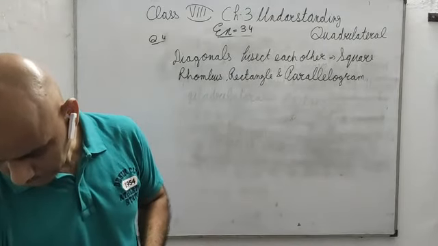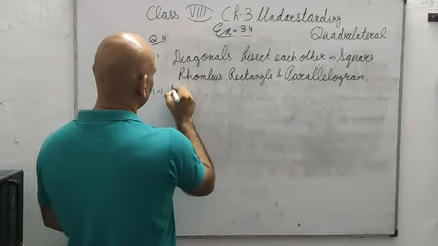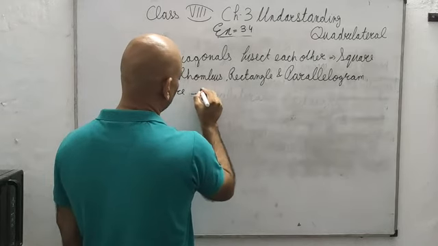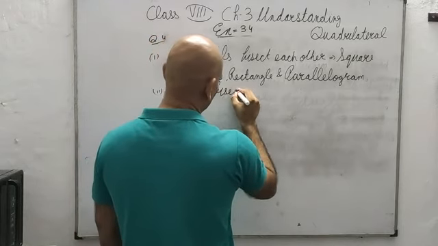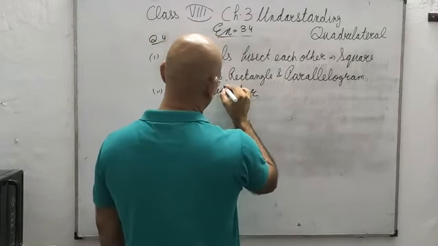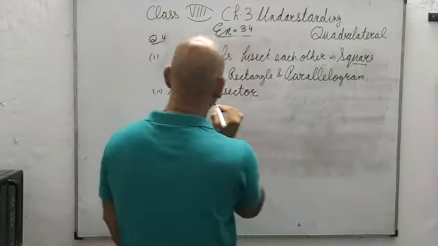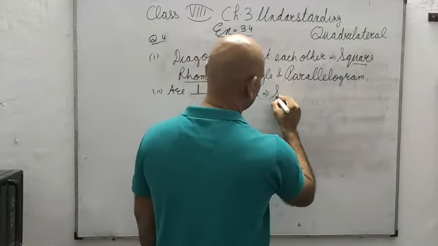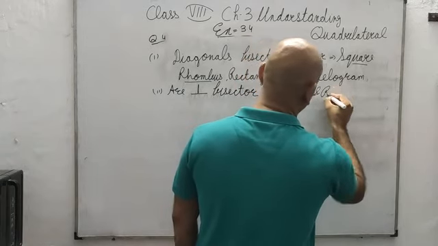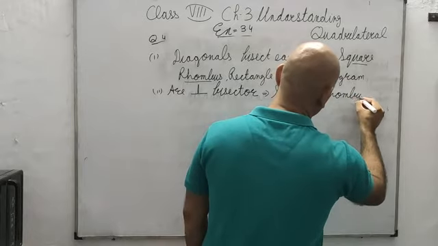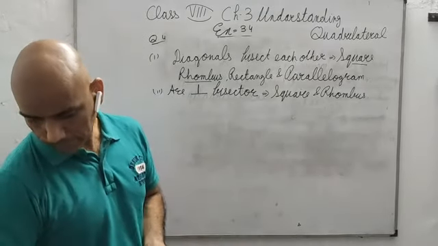Next, the diagonals are perpendicular bisectors. This was the first part. This is the symbol we use for perpendicular. So in which of these are the diagonals perpendicular bisectors? They are square and rhombus. So this time the answer will be square and rhombus.